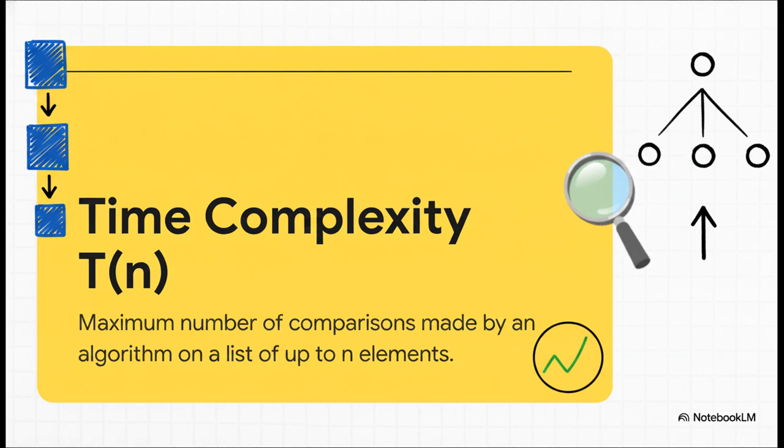In computer science, we measure this using time complexity, which we usually denote as T(n). Basically, this is just the maximum number of comparisons an algorithm needs to make on a list of n elements. Now, because we're slicing the search space in half with every single step, our worst-case scenario forms a very specific mathematical boundary. Basically, for any list of size 2 or bigger, the time it takes is, at most, one single comparison plus whatever time it takes to search half the list.